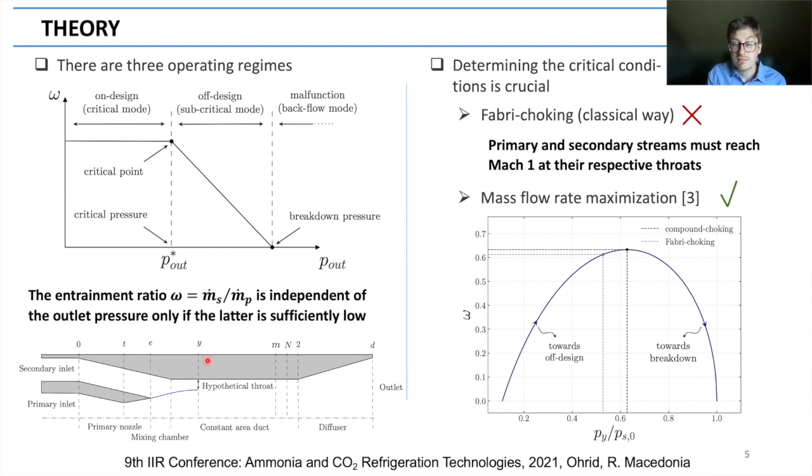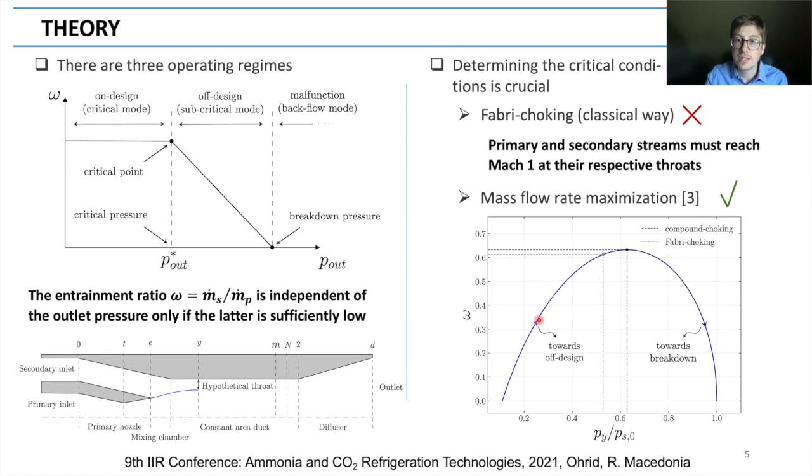But actually, it was recently found by our research team that this Fabry choking criterion may actually not be the best. And to illustrate this, let's have a look at this graph, which is a graph of the entrainment ratio as a function of the mixing pressure. So the pressure, that is the pressure at the location of the hypothetical throat.